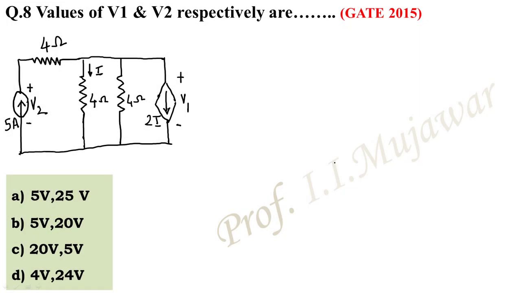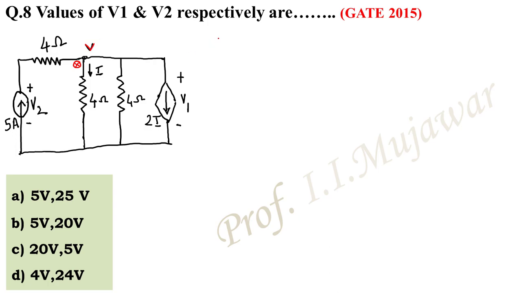Here the problem statement is: the values of V1 and V2 respectively are. So this is the problem from GATE 2015. Once again we will select the node analysis method. If I put a node voltage, I will select this as node X with a potential at that node as V.